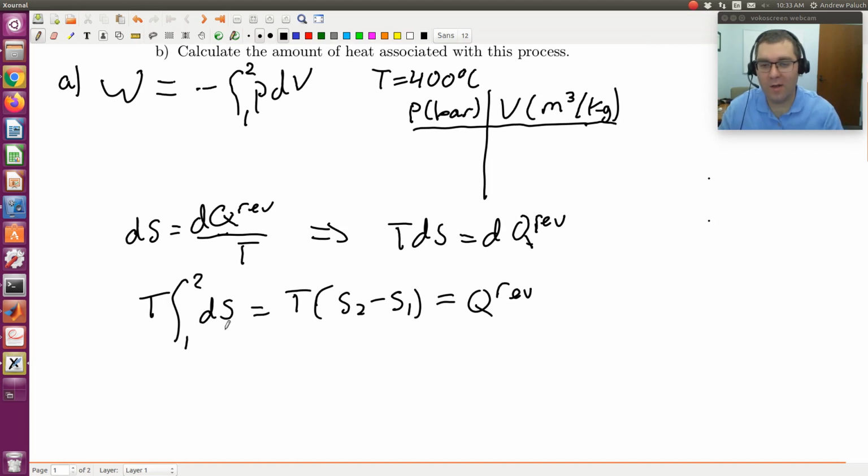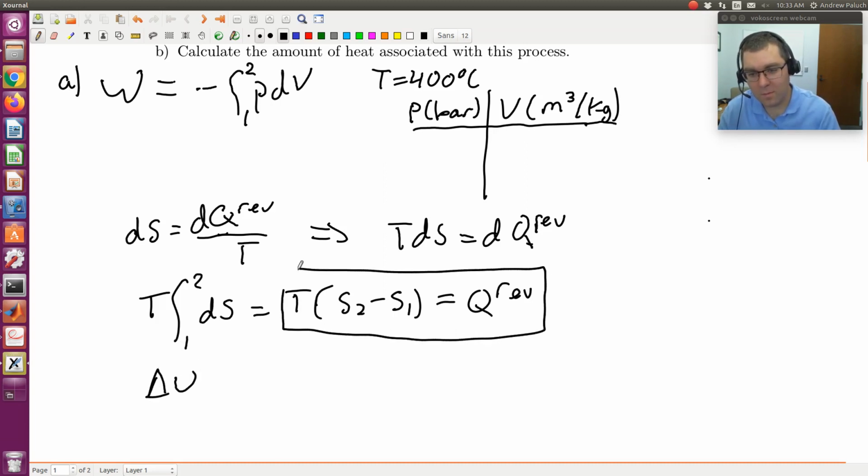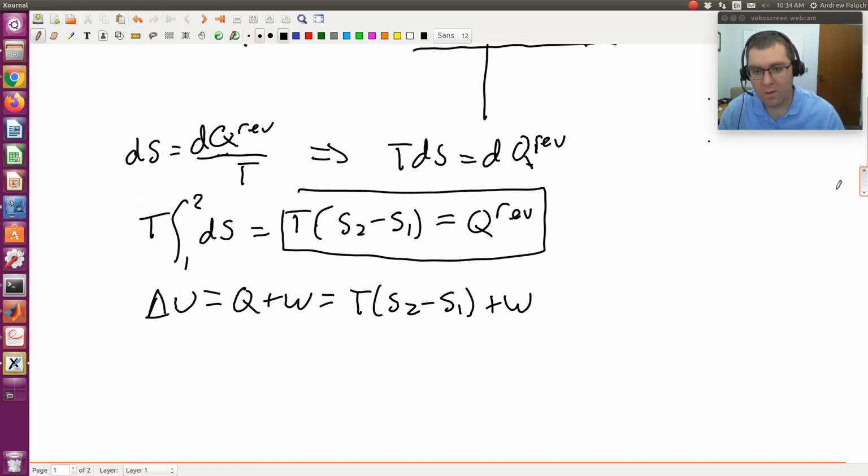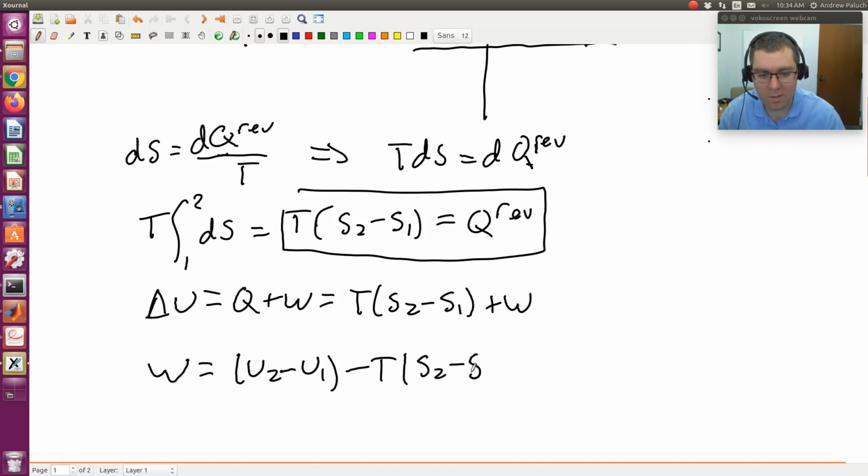And then once I have Q, I can go to my first law balance. First let me box this in: delta U is equal to Q plus W, where Q is T times (S2 minus S1). So I would end up getting, for this reversible process, that W is equal to delta U, so I'm going to write it as U2 minus U1, minus T times (S2 minus S1).